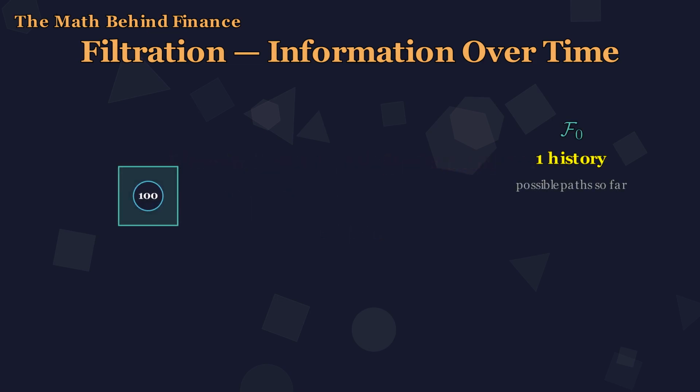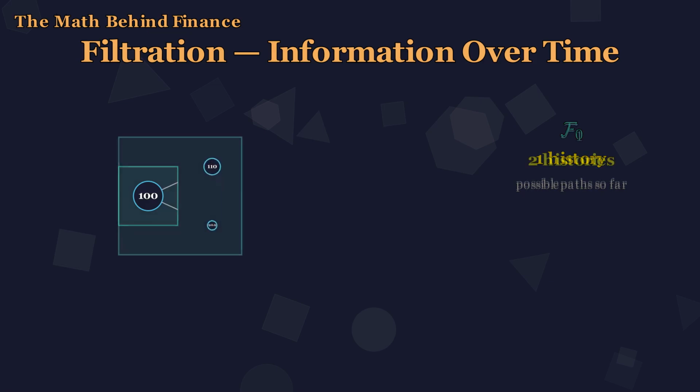Remember the binomial tree from episode 2. Each step, the stock goes up or down by some factor. At any time, the history you know is simply this: which way did each coin flip? At time 0, before any flip has happened, you know exactly one thing. The starting price, 100. That is F0, the smallest possible information, the trivial starting point.